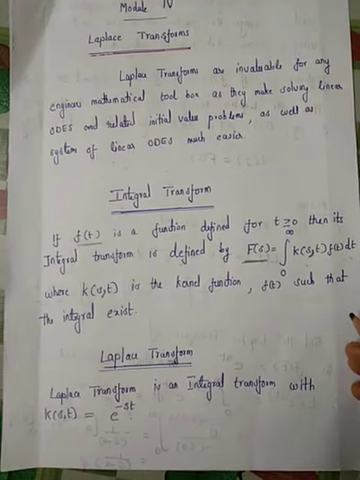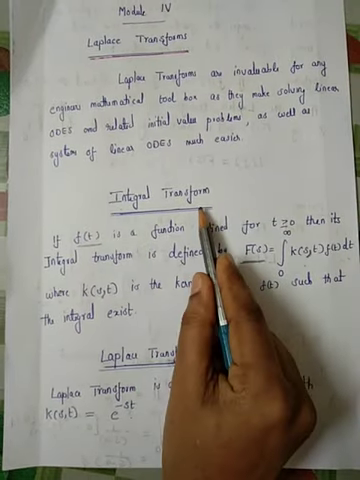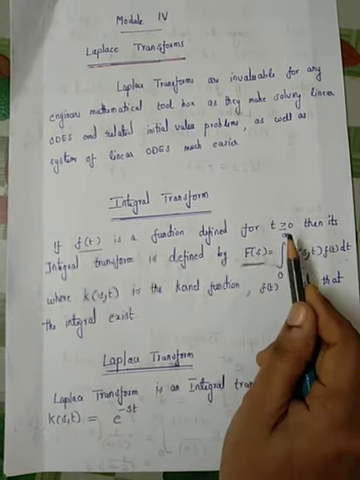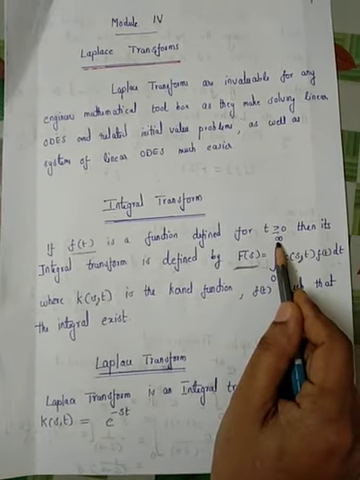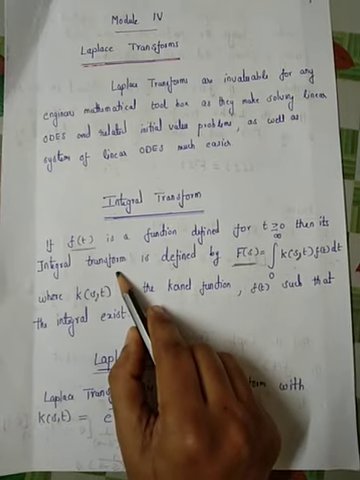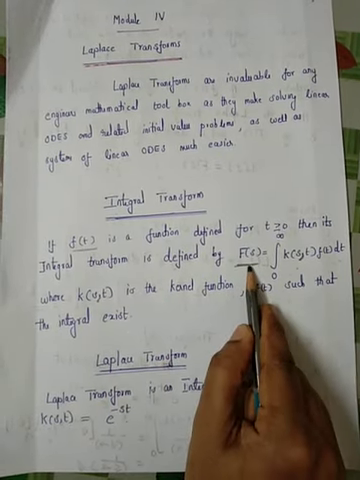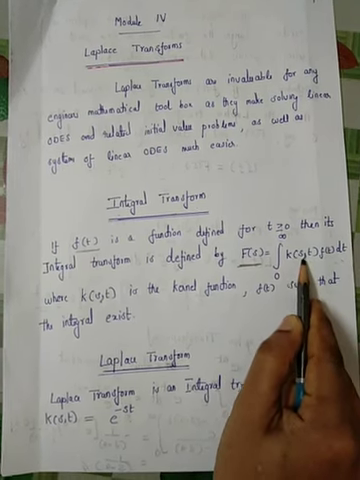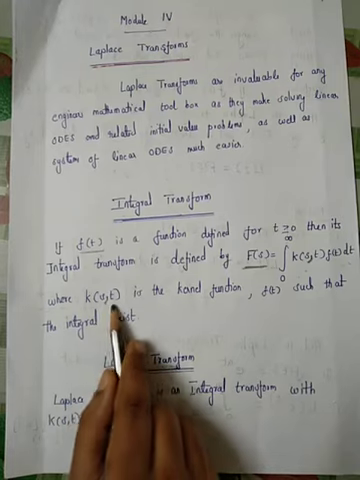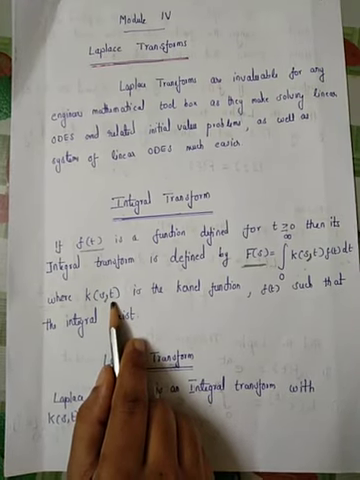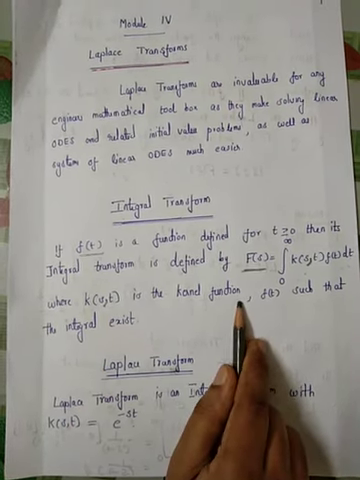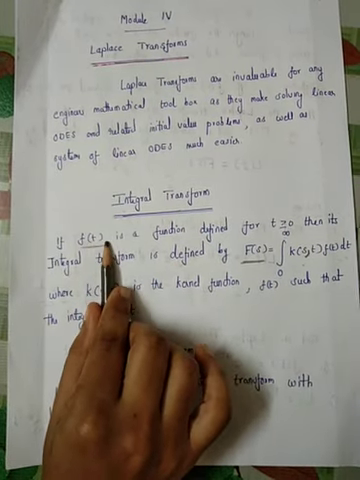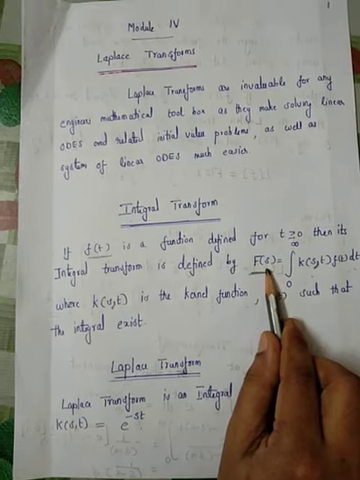First, we have to see integral transform. If f of t is a function of t defined for t greater than or equal to 0, then its integral transform is defined by capital F of s is equal to integral 0 to infinity k of st f of t dt, where k of st is called the kernel function. That means the integral transform transforms a function of a variable t to a function of a variable s.